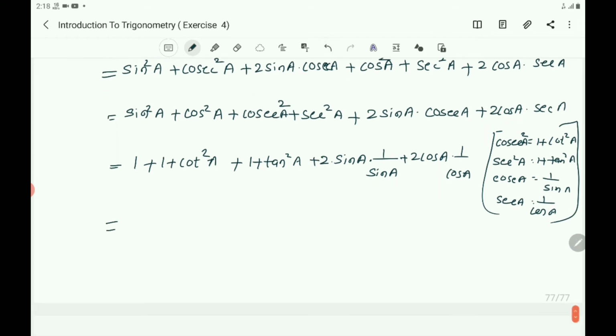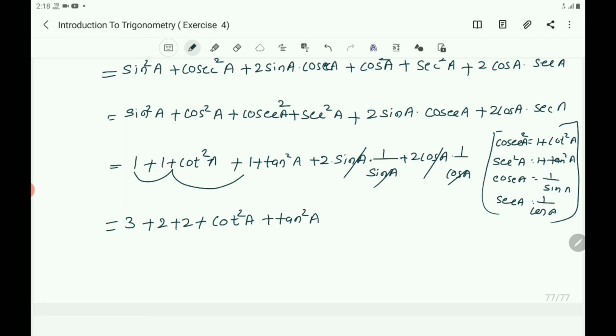Now you write here 1 plus 1 plus 1. 1 plus 1 plus 1 you write 3 plus, again here, sin A cancels, you write 2, and cos A cancels, that is also 2, plus you write these two together, that is cot square A plus tan square A.